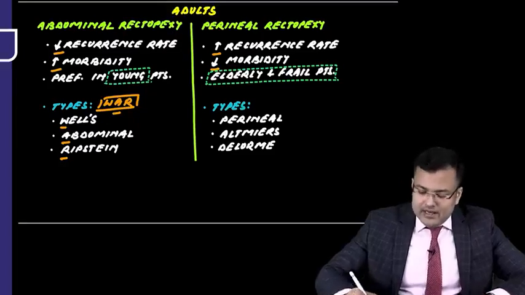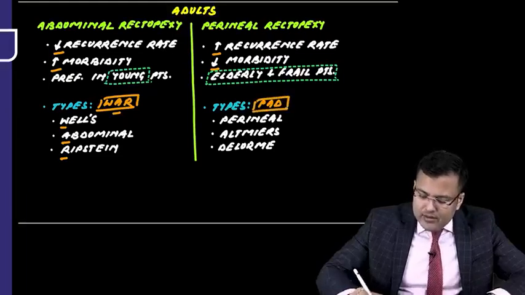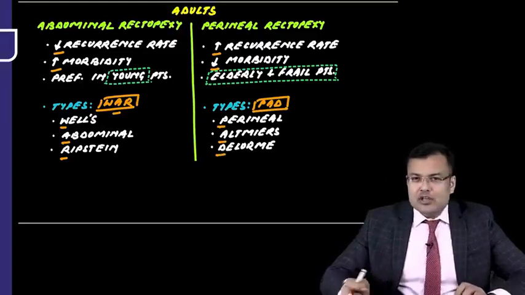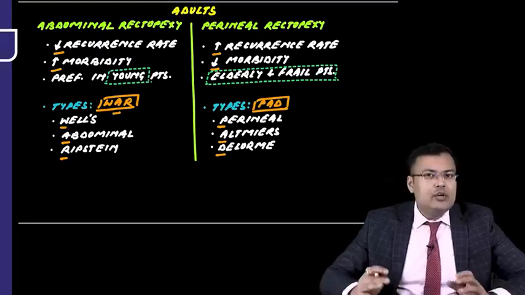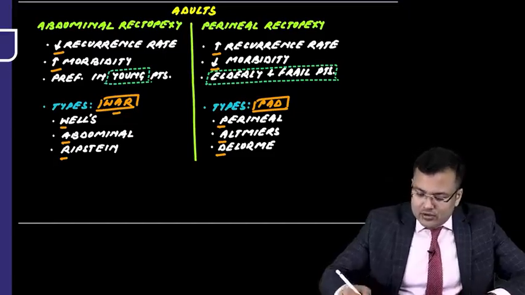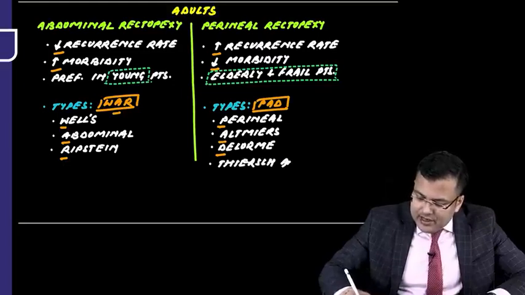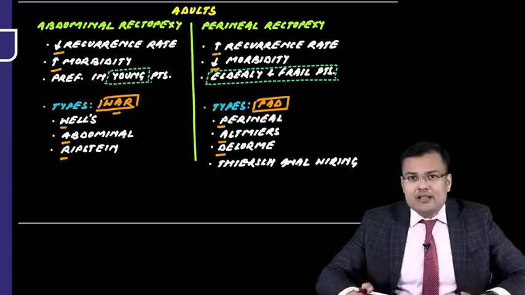And how to remember perineal? The mnemonic is PAD. Here, P means perineal, Altmeier and Delorme. So, the perineal approaches of rectopexy are Altmeier and Delorme. And one you already know, Thiersch anal wiring. Obviously, it is a type of perineal rectopexy. So, Thiersch anal wiring or Thiersch procedure, this is a type of perineal rectopexy. So, these names are frequently asked nowadays.